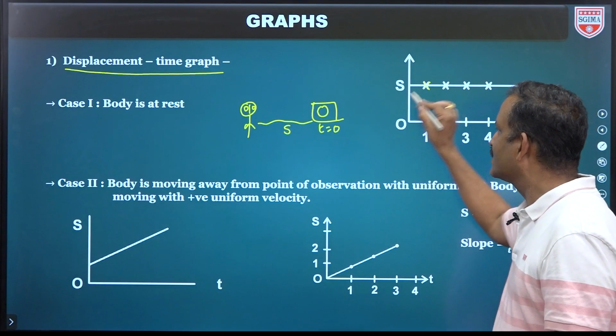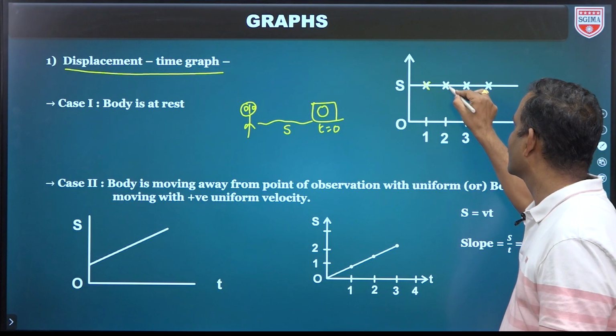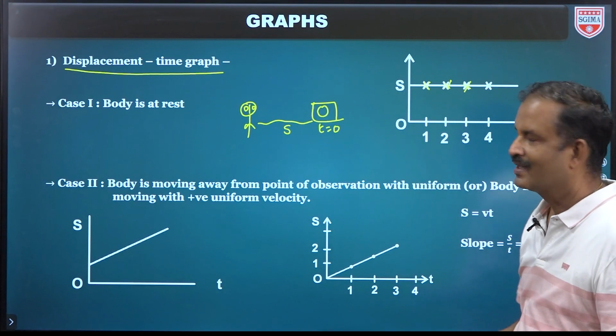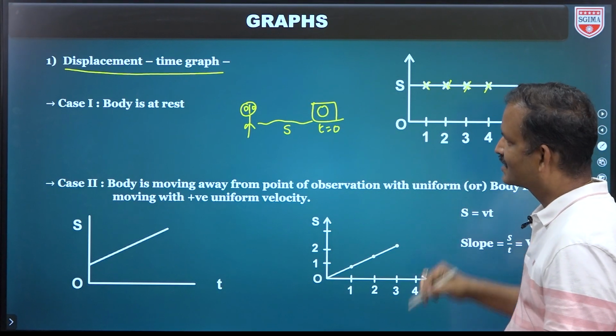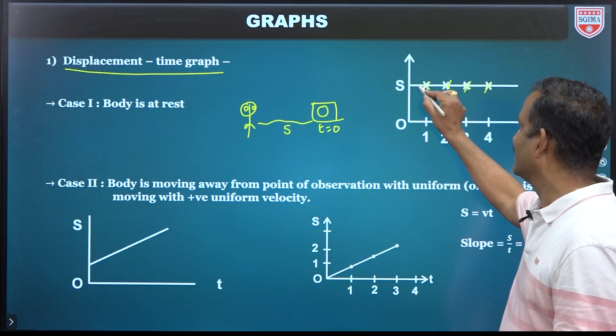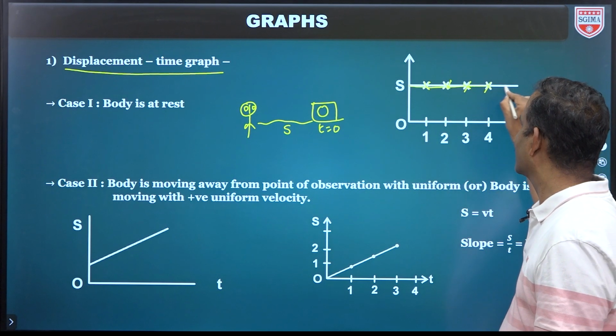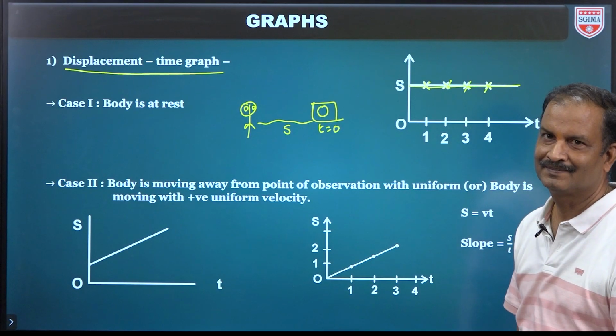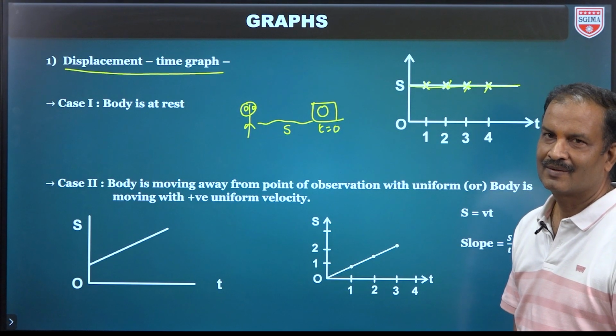At t equal to 2 seconds, this displacement is the same. At t equal to 3 seconds, this displacement is the same. At t equal to 4 seconds, this displacement is the same. Then in the displacement time graph, you will get a straight line parallel to the time axis. Okay?